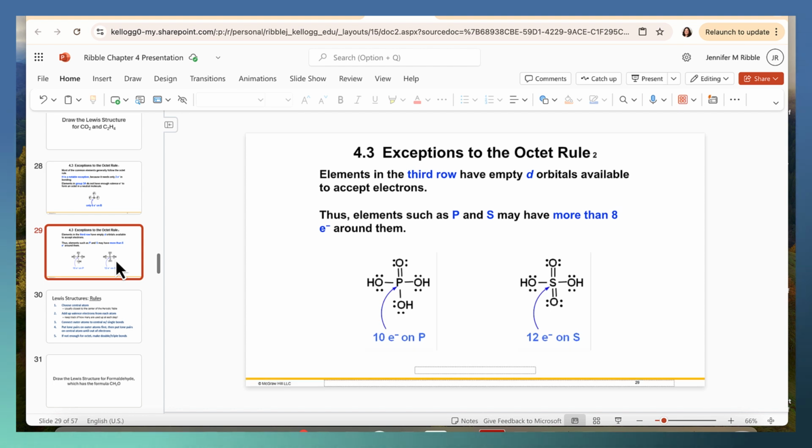The other exception, which I mentioned a little bit earlier, is that the third row elements have empty d orbitals available. So that means that they have a little bit more room to play around with. So elements like phosphorus and sulfur, those are the 2 exceptions that you'll want to remember, although I don't think I will ask you any of these on an exam. But just know that they are capable of seeing more electrons because they are bigger, because they have those d orbitals.